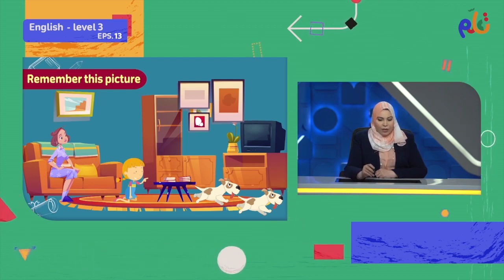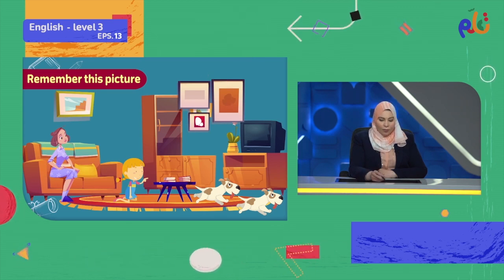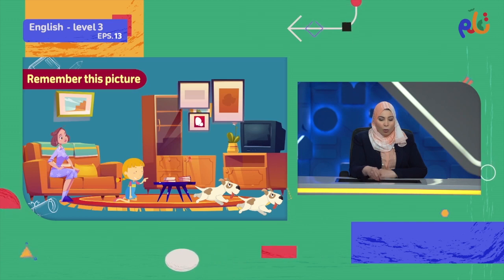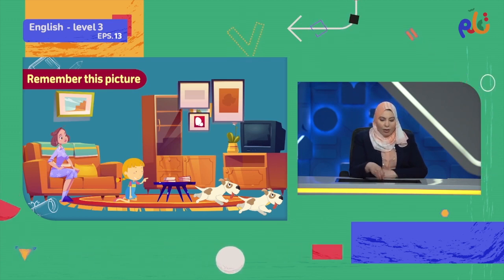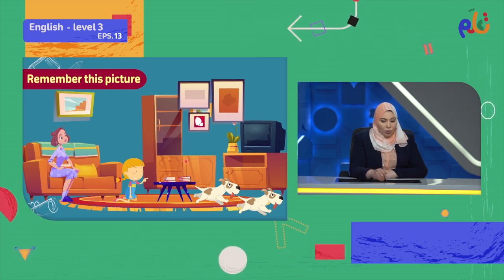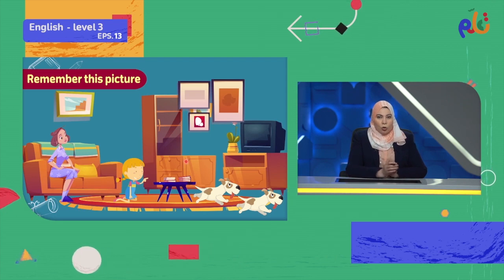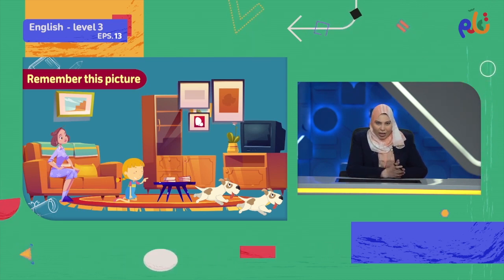Remember the place of the television. Remember how many pictures we have on the wall. Remember the place of the cupboard and the place of the other picture on the wall. Remember the place of the carpet and the place of the table and what we have on the table. So focus with these things because I'm going to change them.